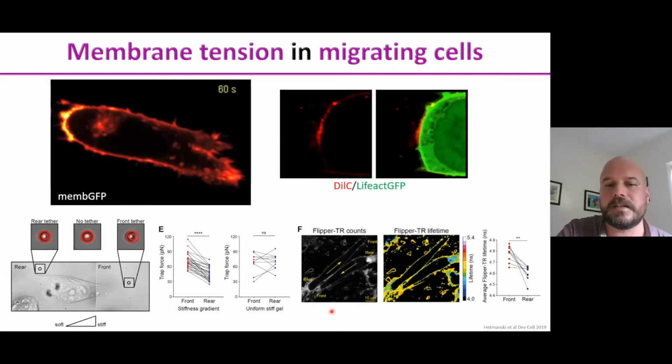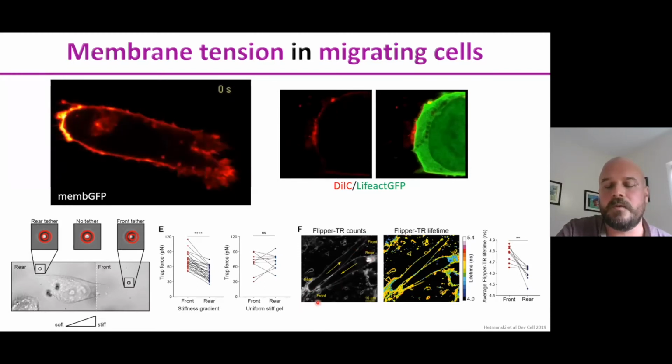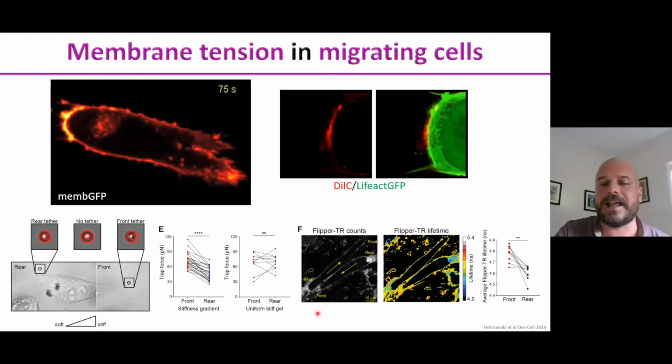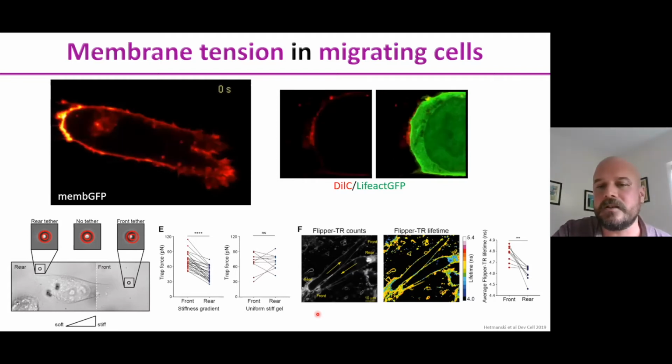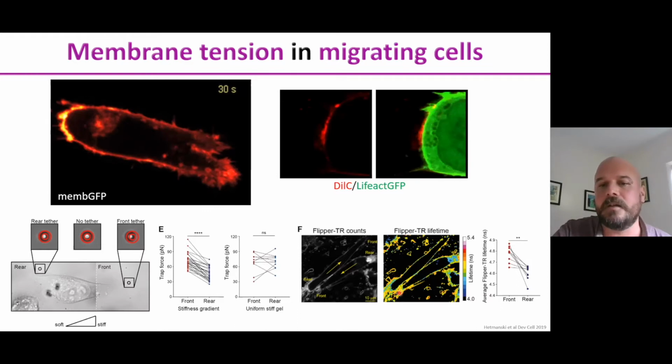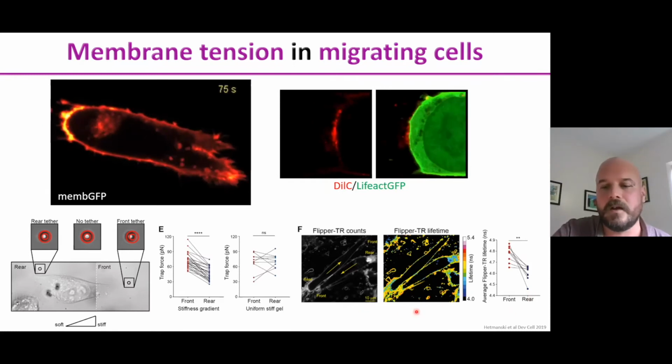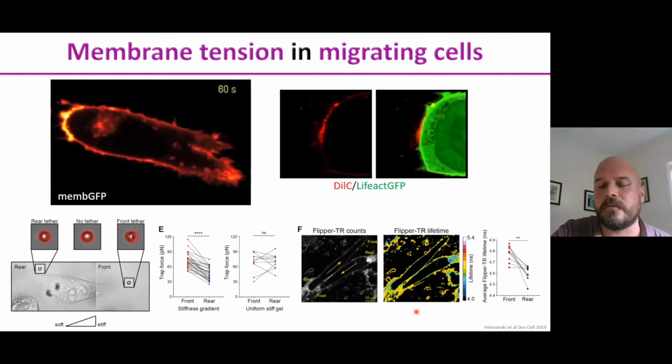So here you can see one cell that's moving up towards the top right and the second moving down towards the bottom left. We've used Flipper-TR, which intercalates into the membrane, and we can read out membrane tension by measuring the fluorescence lifetime of this probe. And essentially we see low lifetimes and low membrane tension, specifically at the rear of these cells. These are cells on cell-derived matrix, this thin layer of fibrillar collagen and fibronectin.